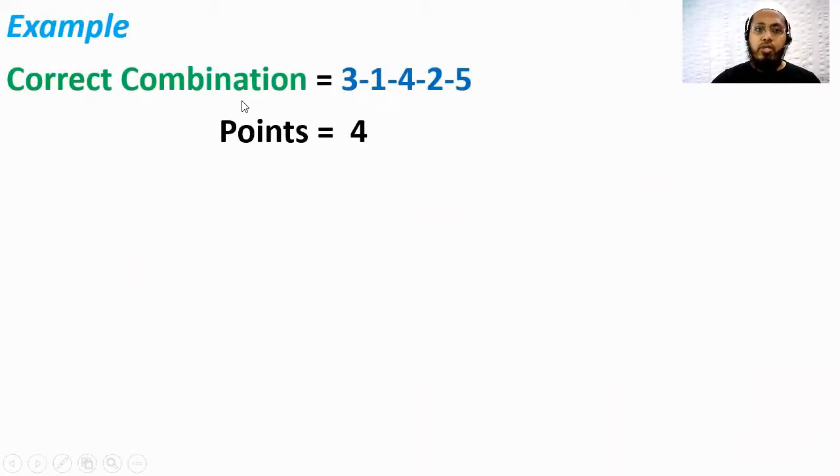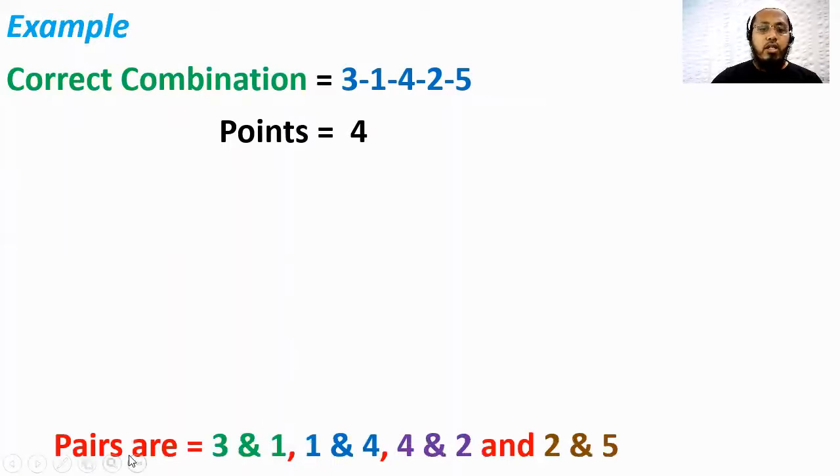If a question has on the left hand side 5 sentences randomly placed, you are supposed to shift them towards the right hand side, and the correct combination is this: 3 1 4 2 5. So for this we will get 4 marks. If we place all of the 5 sentences on the right hand side in a proper sequence, a person will get 4 points for that. Yeah, the pairs are 3 and 1, 1 and 4, 4 and 2, 2 and 5. These are the pairs.